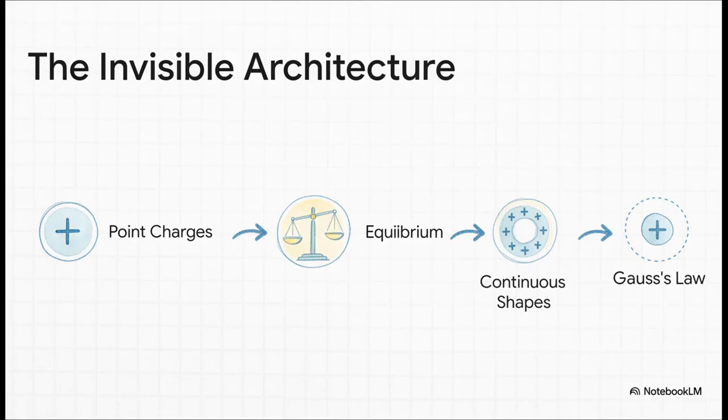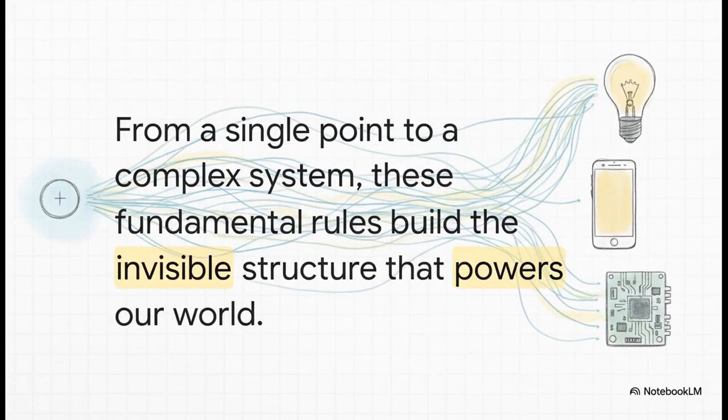So let's just quickly retrace our steps on this whole journey. We started out with the most basic idea, the simple point charge. From there, we figured out how to find balance with the concept of equilibrium. Then we leveled up to deal with realistic continuous shapes, which seems super hard, until we found the ultimate shortcut, the elegant and powerful Gauss's law. You see how each idea built on the one before it? We went from a single, simple point all the way to a sophisticated tool that lets us understand the complex systems that power, well, everything, our entire modern world. This is that invisible architecture all around us.